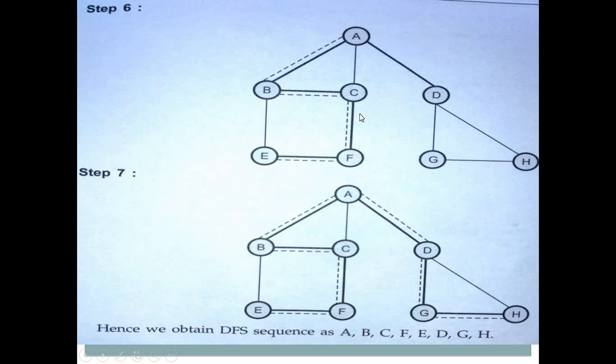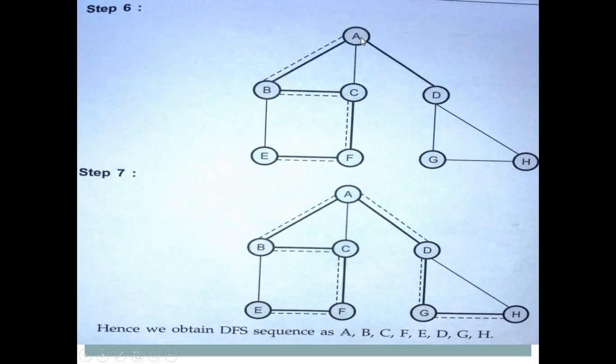Adjacent vertices from E are B and F. B and F are already visited, so we have to go back to the F vertex. From F, C and E both are visited, so we will have to go to C. From C, the adjacent vertices are A and B, but A and B are already visited, so we have to go to B again. From B the adjacent vertices are C and E, but C and E are already visited, so we will go to A again.